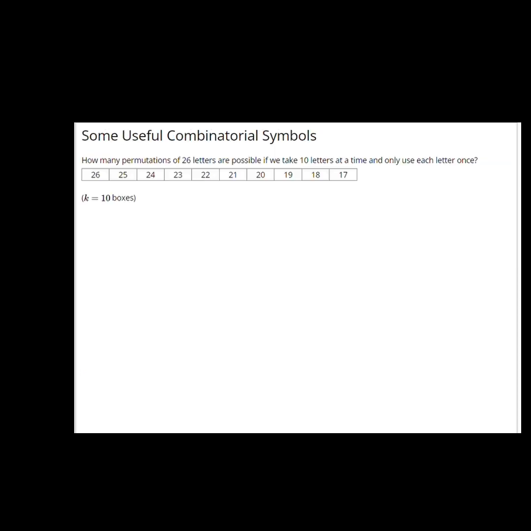Some useful combinatorial symbols. Suppose I'm interested in the number of permutations of the 26 letters of the English alphabet, taken 10 at a time. There are 26 ways of choosing the first letter in the word, 25 choosing the second, given that we've already removed one, 24, 23, down to 17. This is a special case of a symbol we'll refer to as n to k factors, n superscript bracket k, which is n times n minus 1 down to n minus k plus 1, the number of arrangements of n different elements taken k at a time.